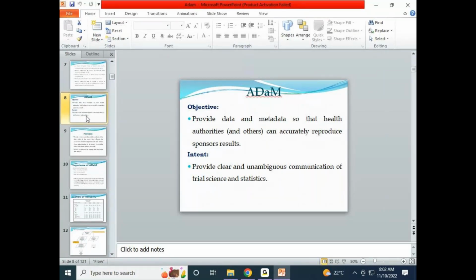Next line: non-standard variables, for example Race OTH, will be presented in supplemental qualifier domains, that is SUPPDM, supplemental DM.